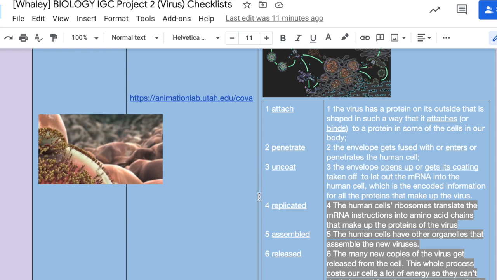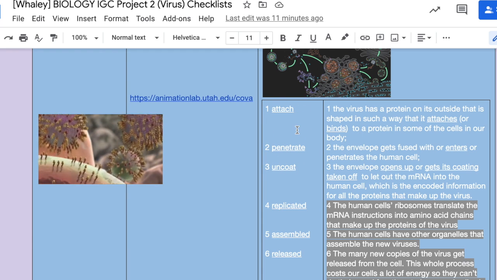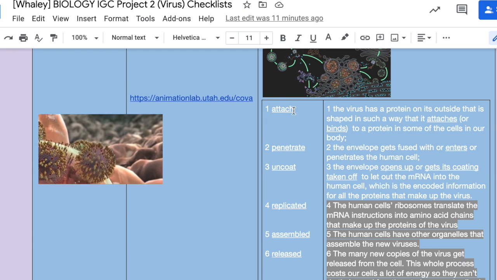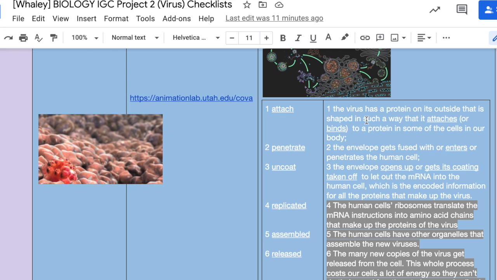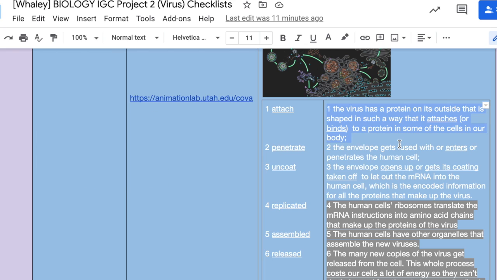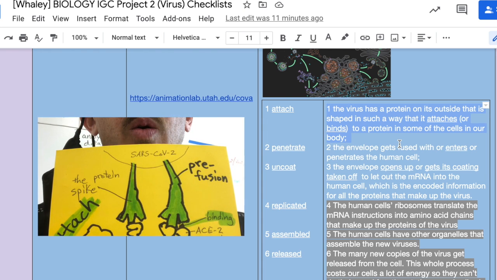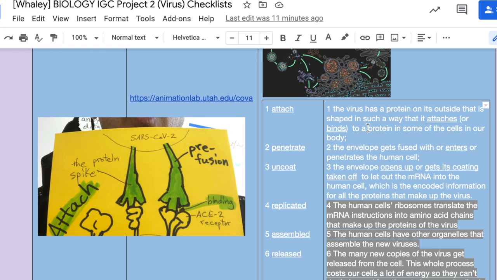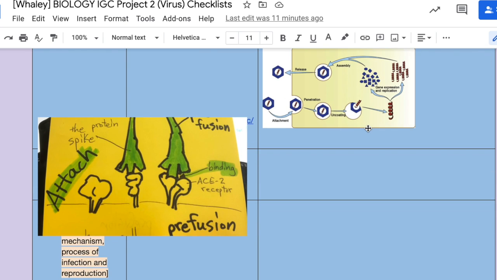So every virus goes through this process, and some of it might be a little different, like the attach part might happen a little differently with each one. In general, the virus has a protein on its outside that is shaped in such a way that it attaches or binds to a protein in some of the cells in our body. So I'll give you my specific example, SARS-CoV-2, if that were the one I invented, which I did not invent.